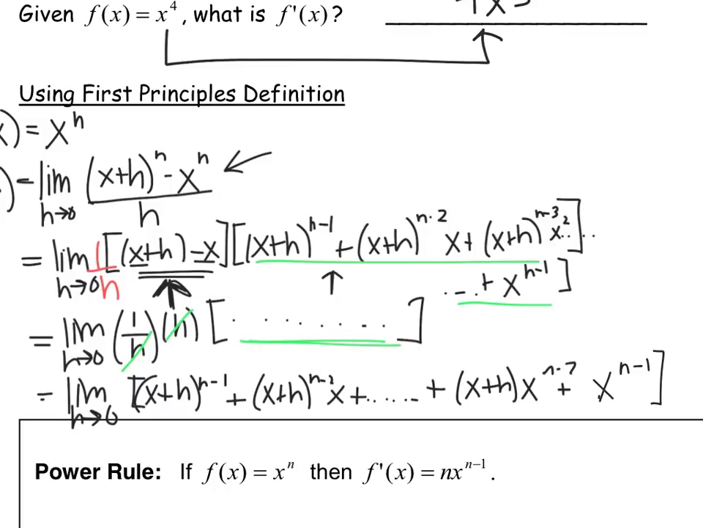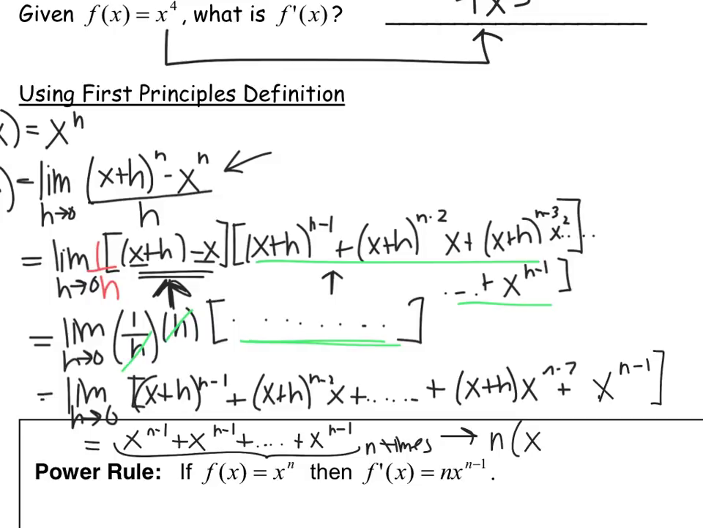Now we can sub in h equal to 0, and we end up with x to the n minus 1 plus x to the n minus 1 plus a whole bunch of x to the n minus 1, all of this being n times, which we can write as n times x to the n minus 1.